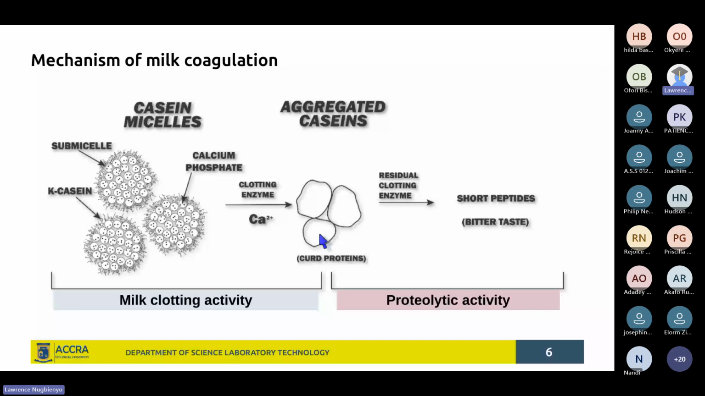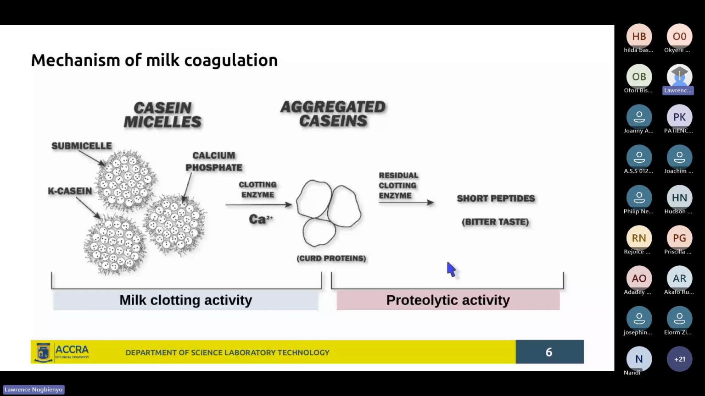And these enzymes do have the milk clotting activity, which is intended to break down the casein micelles and for the milk to settle as curds, which can then be separated for the production of the cheese. But then you can also have some residual activity of some of these enzymes, which can result in the breakdown of this casein protein into shorter peptides, which can result in some bitter taste.